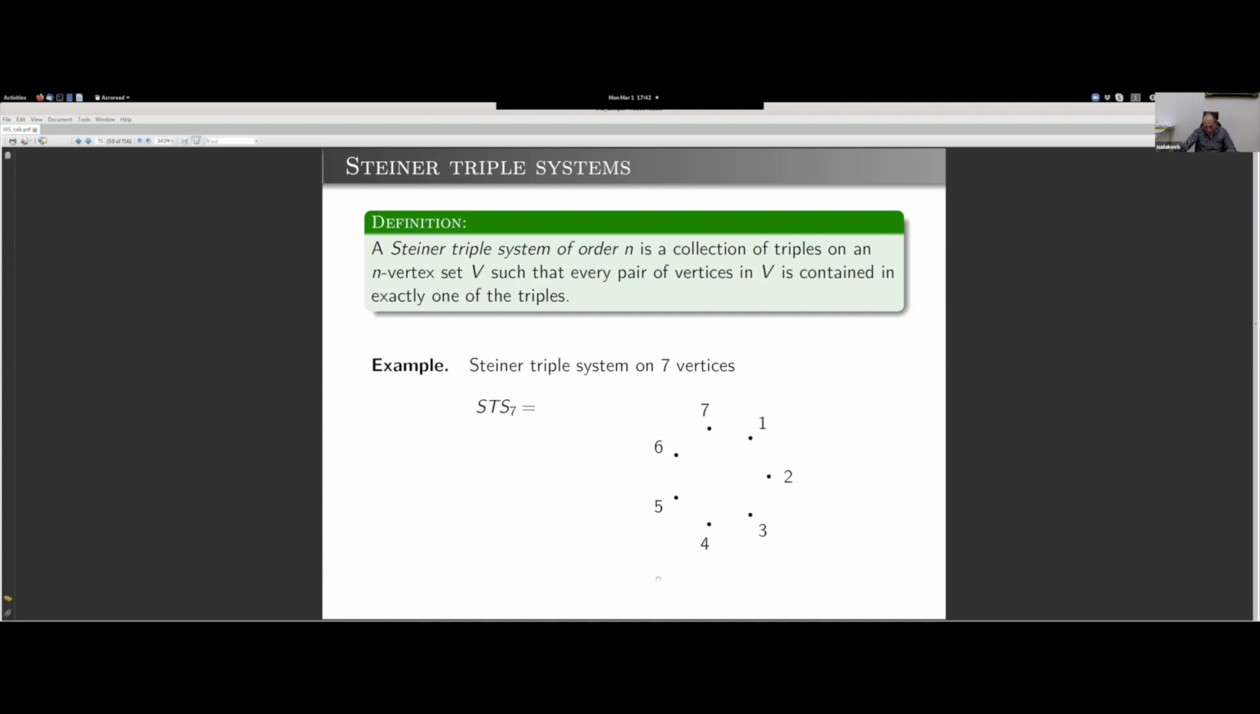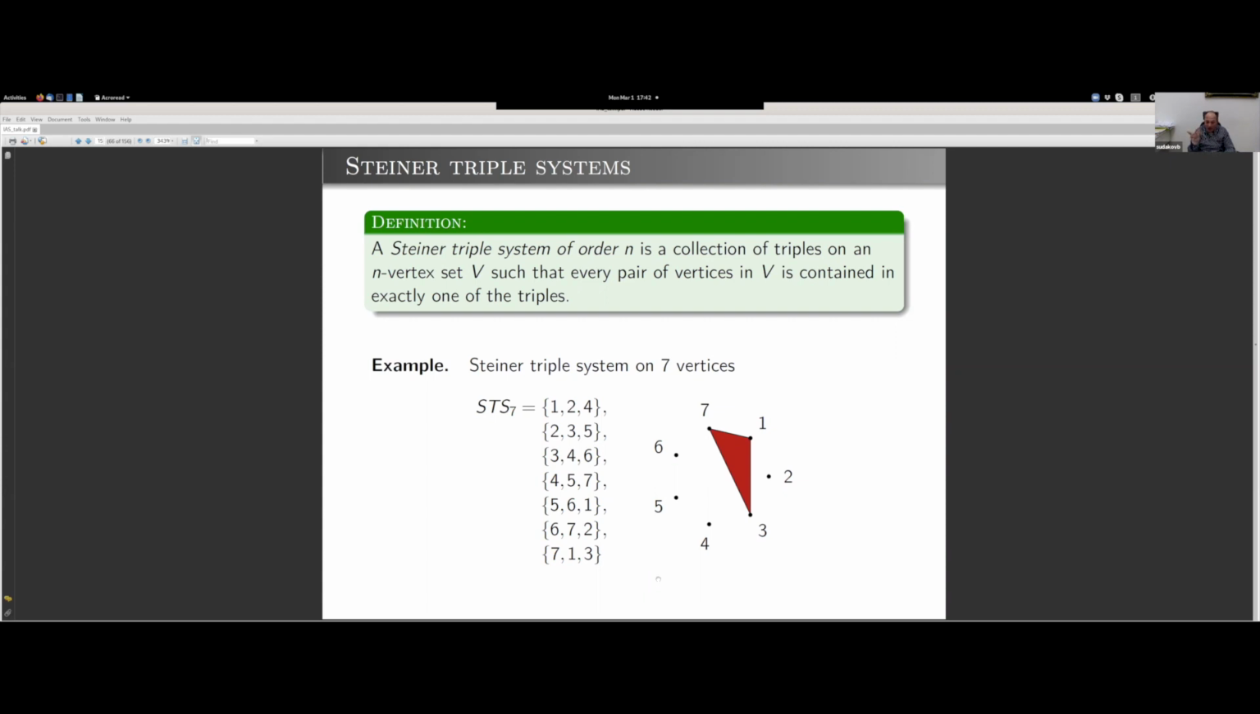Here they are. So take this triple. I drew a triangle, but think about this as a hyperedge. A Steiner triple system is a 3-uniform hypergraph. Think about this hyperedge, 1, 2, 4, and then shift it cyclically around the circle 7 times. You can check that the hypergraph which I drew has 7 triples, and they cover every pair precisely once.